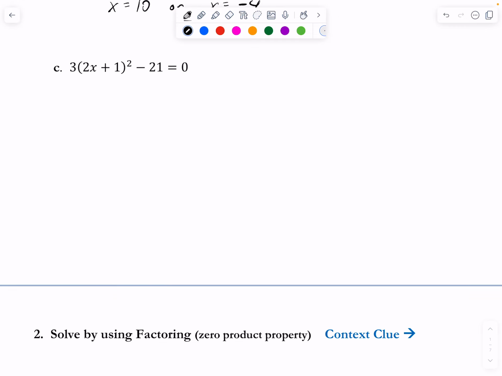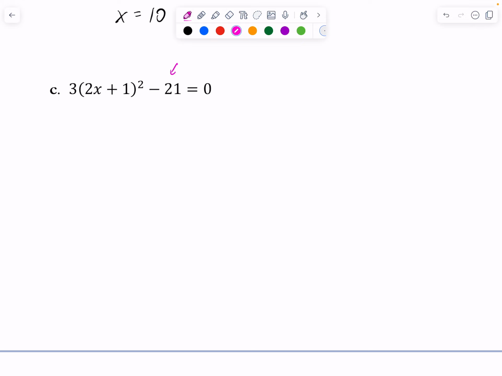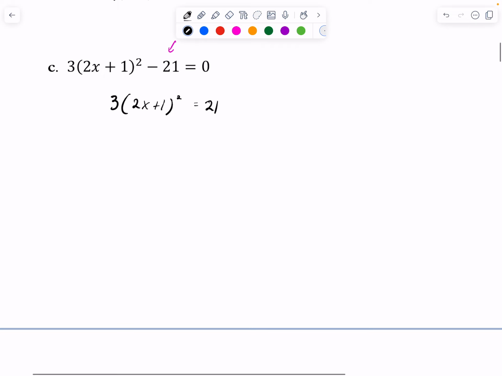All right. So C, when I look here, I'm going to move this minus 21 over first. So I'm going to have 3 times 2x plus 1 squared equals positive 21. Just like I did on the last one, I'm going to move that 3 that's in front over with division. So 21 divided by 3 is going to be 7.